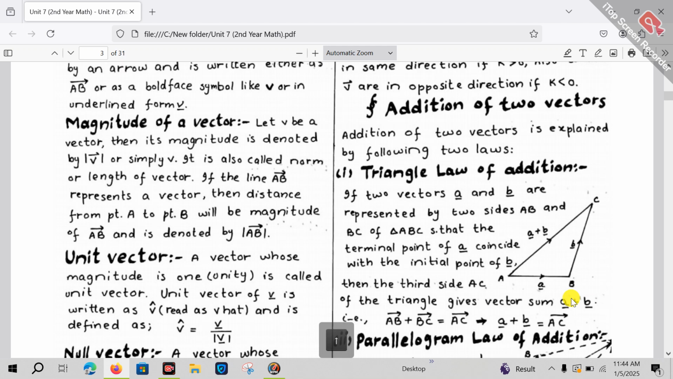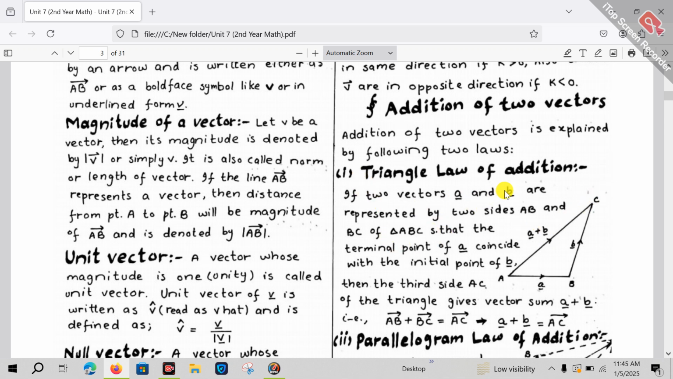So first, what is the triangle law of addition of vectors? Suppose we have two vectors a and b, represented by two sides AB and BC of a triangle ABC. Here A is called a vertex, B is also a vertex, and C is a vertex. AB is the length of a vector. A is the length of the vector from here to here. This is the magnitude, and direction is from left to right, and below to above. This is vector b. And then if two vectors are a and b, then their sum is given by this third side. This is a plus b.